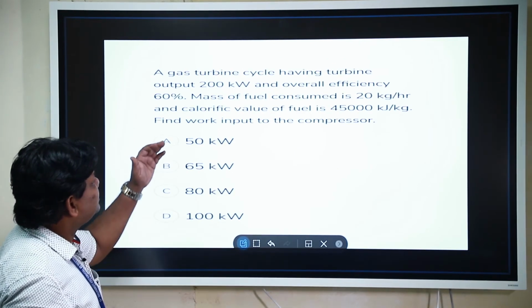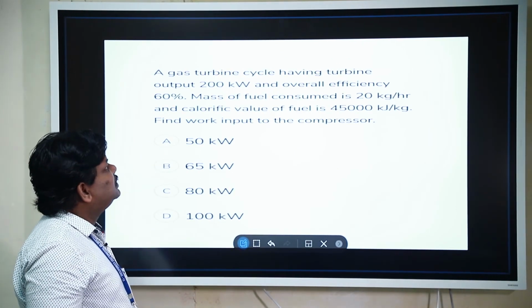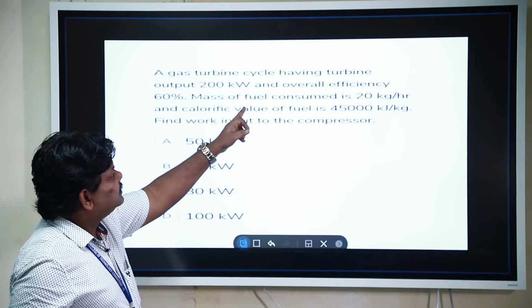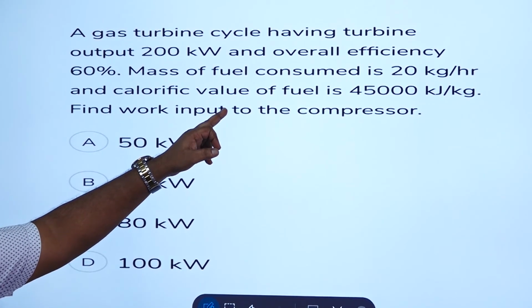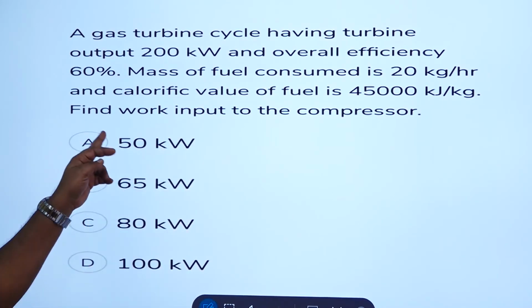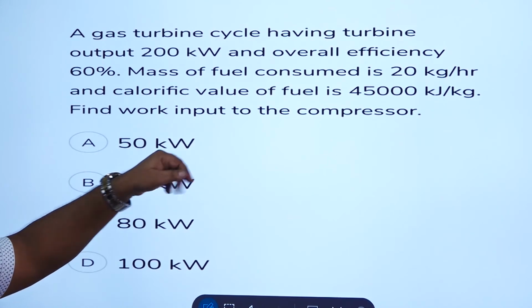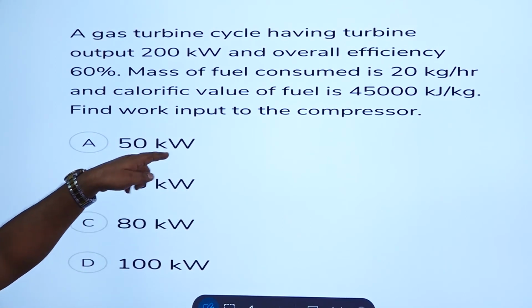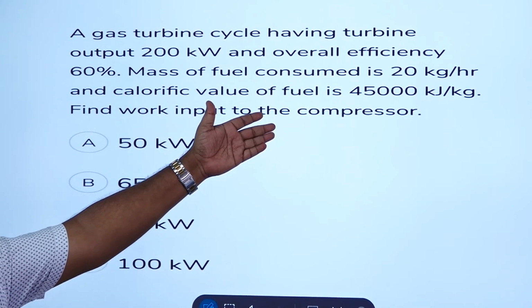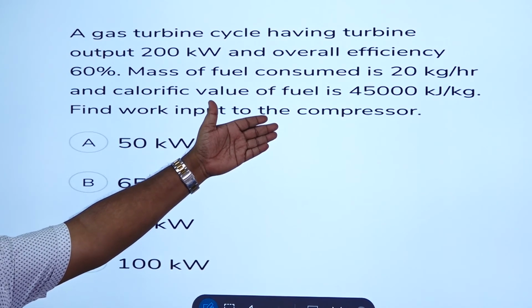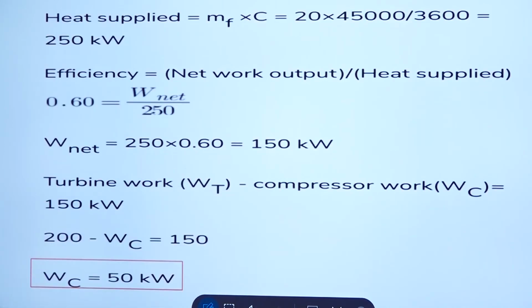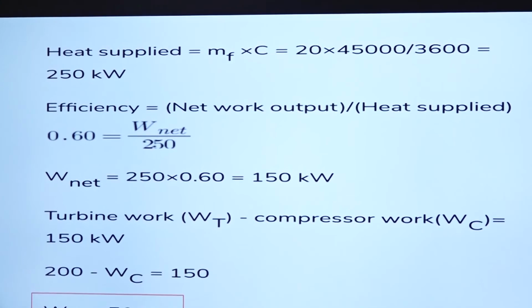The next one is a gas turbine cycle having a turbine output of 200 kilowatt, and the overall efficiency is given to you. The mass of fuel consumption MF is given, and CV is given to you. These are given for finding the value of heat supplied. You are going to find the value of work input to the compressor. If you find the net work done, you can easily find the work to the compressor. W net is equal to WT minus WC. If you know WT and W net, you can easily find WC.